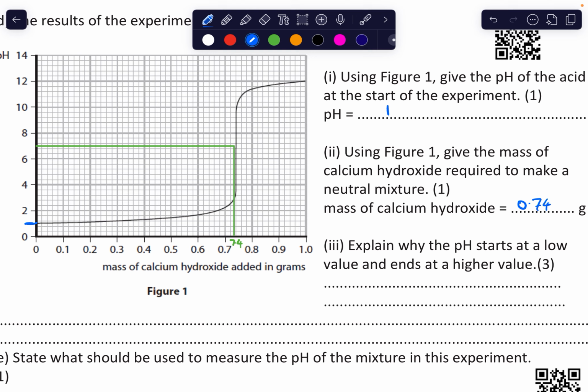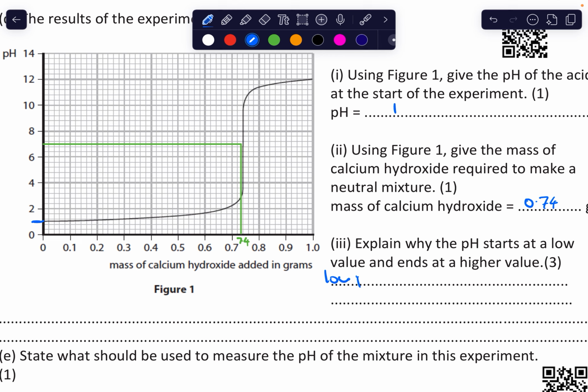And then explain why it starts off at a low pH and ends up at a high pH. The low pH at the beginning is because we have a high concentration of H plus ions. We've only got H plus ions, which is going to make it acidic.